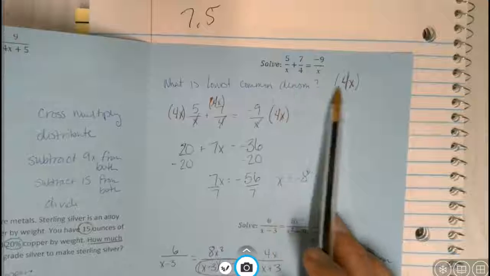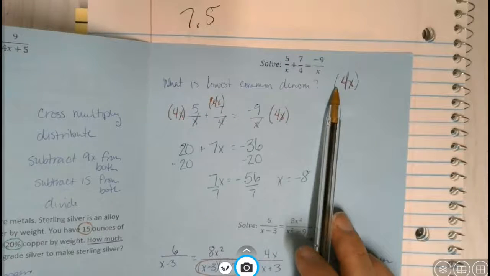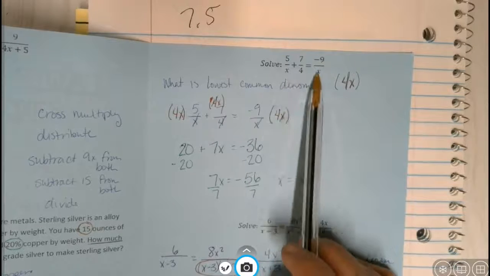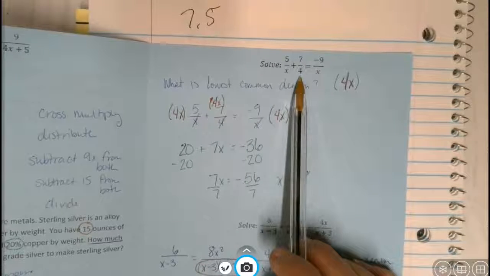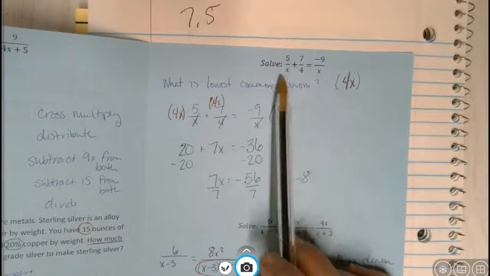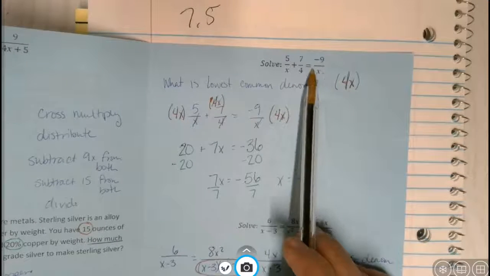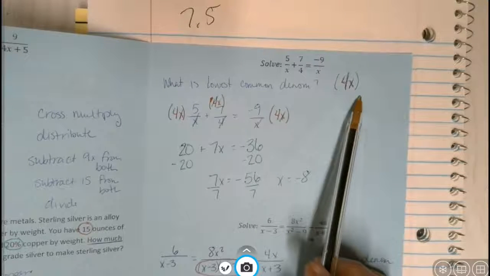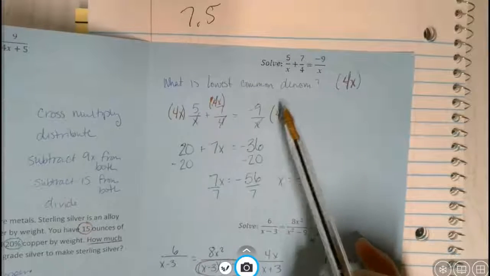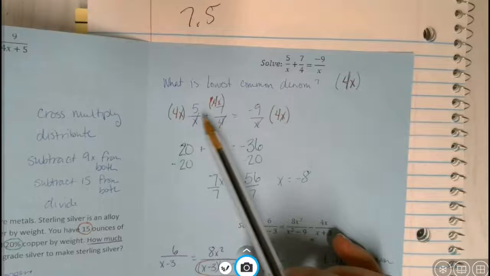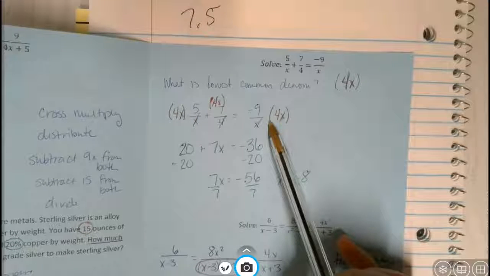So first I want to figure out, okay, what is my lowest common denominator? I see both of these denominators have an x, and this middle one has a 4. If I multiply those together, I end up with 4x. I don't have to multiply all three denominators together because this x is already used in my denominator.